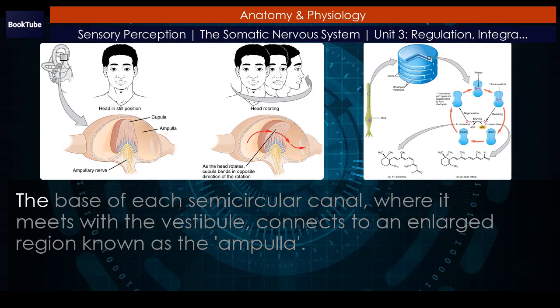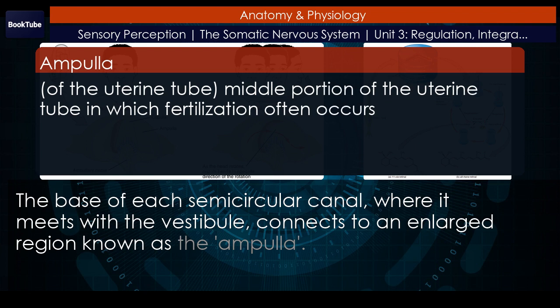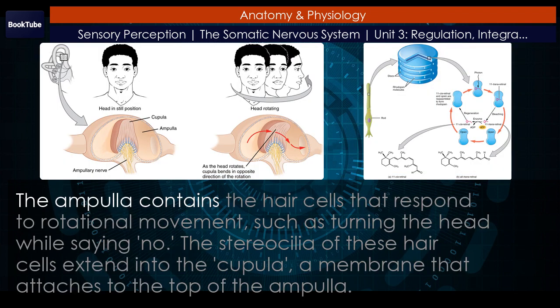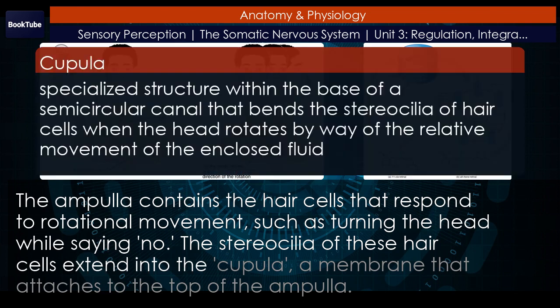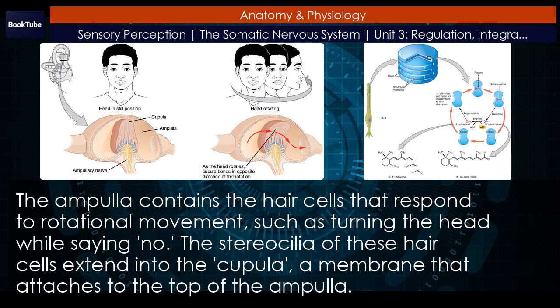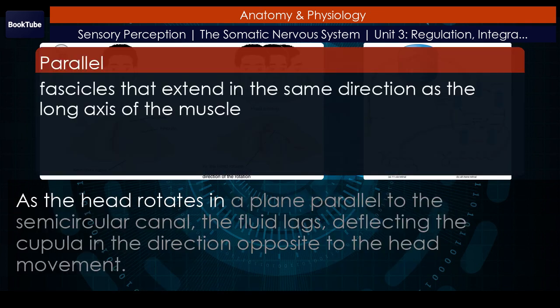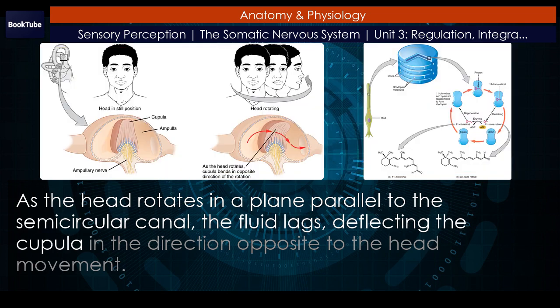Figure 11. The base of each semicircular canal, where it meets with the vestibule, connects to an enlarged region known as the ampulla. The ampulla contains the hair cells that respond to rotational movement, such as turning the head while saying no. The stereocilia of these hair cells extend into the cupula, a membrane that attaches to the top of the ampulla. As the head rotates in a plane parallel to the semicircular canal, the fluid lags, deflecting the cupula in the direction opposite to the head movement.